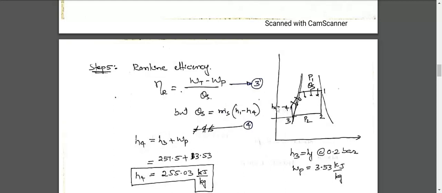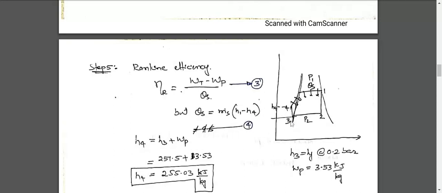Point number 4 is here. So from this point to this point is H4. H4 is equal to H3 plus pump work. 3 to 4 is pump work. So pump work plus H3 will give the value of H4. H4 is equal to H3 plus work done on the pump. H3 you have already calculated or taken from the data handbook.